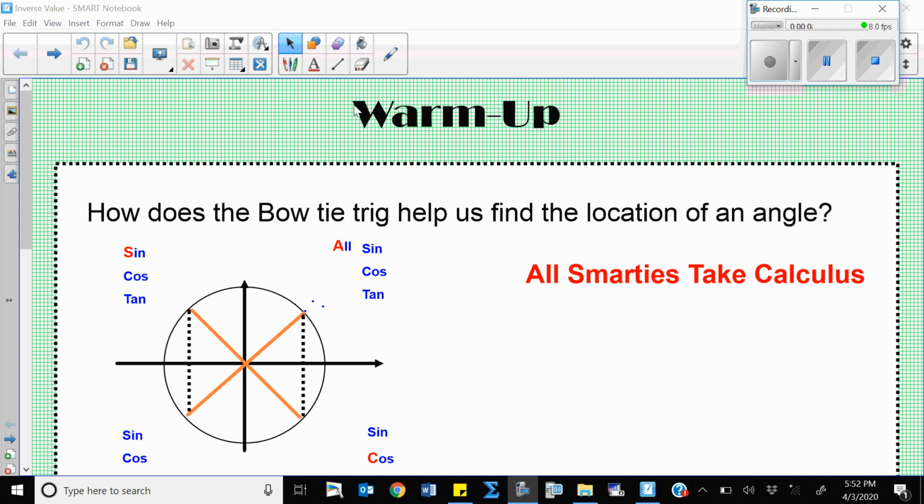Today we're going to talk about inverse values. Let's start with this warm-up question first. How does the bow tie trick help us find the location of an angle?